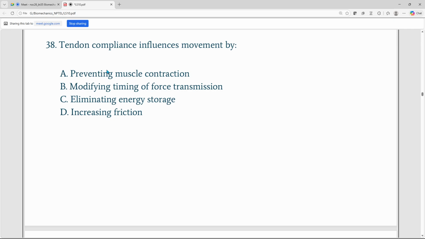Next question. Tendon compliance influences movement by: option A, preventing muscle contraction; option B, modifying timing of force transmission; option C, eliminating energy storage; option D, increasing friction.